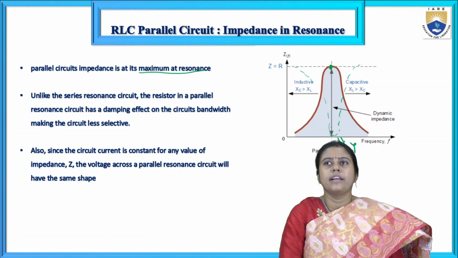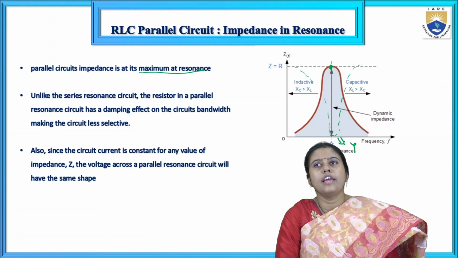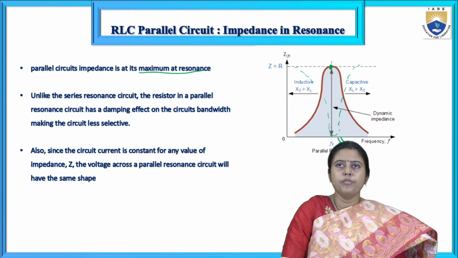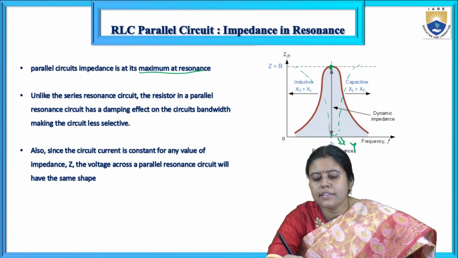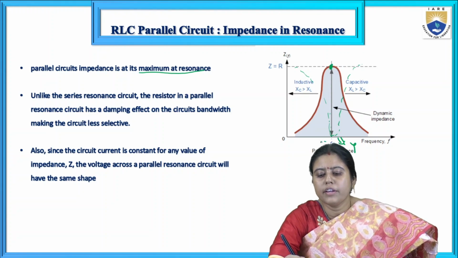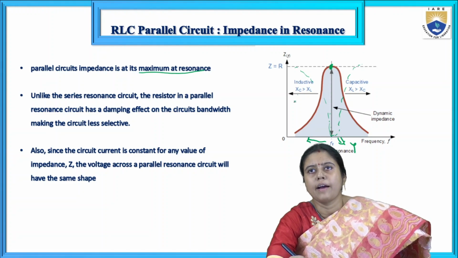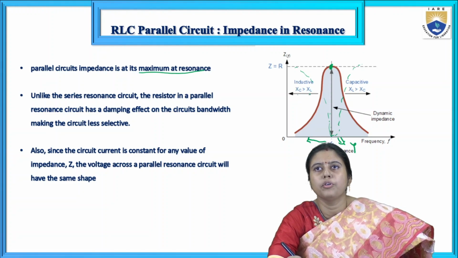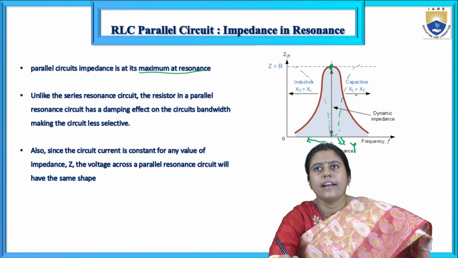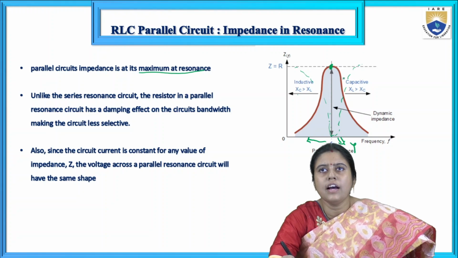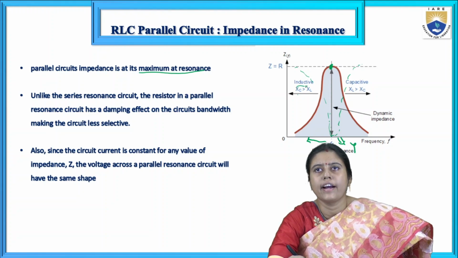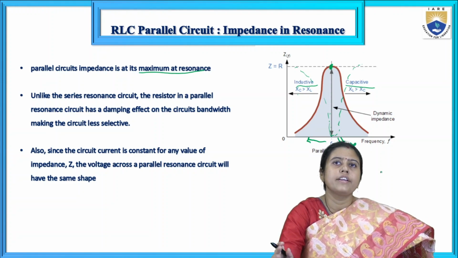What is the meaning of less selective? If we check this circuit, what is happening? This is the F, F means the maximum frequency. So on this side, what is happening? Xc, the capacitive reactance, is much greater than XL, and here XL is greater than Xc. So these are the two sides. It is an inductive circuit on one side, and on the other it behaves like a capacitive circuit.